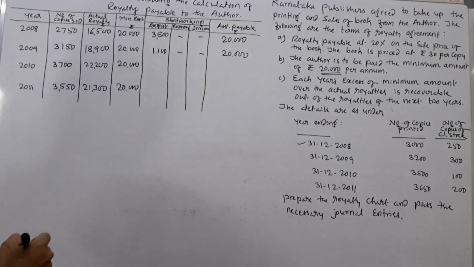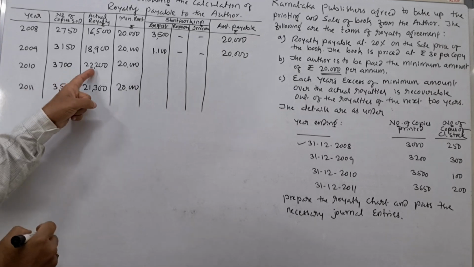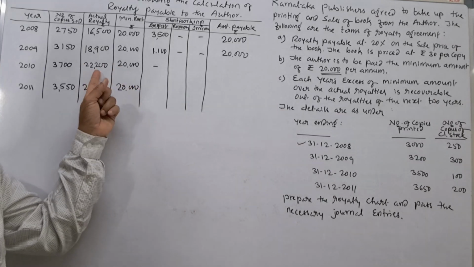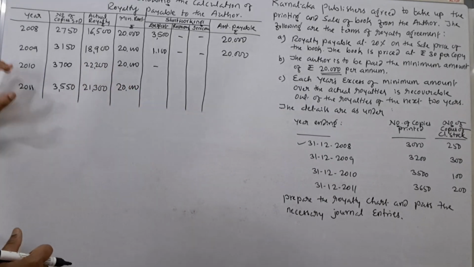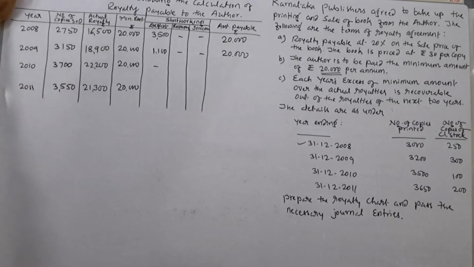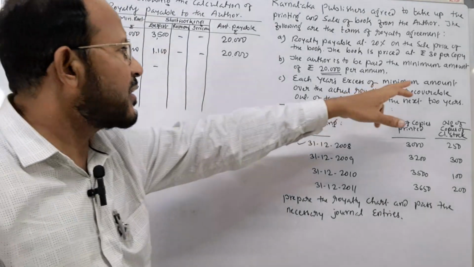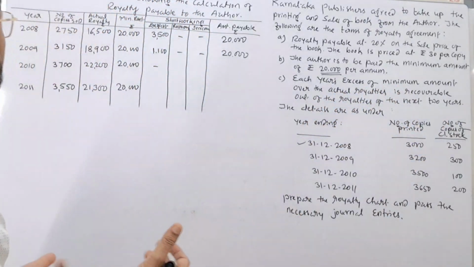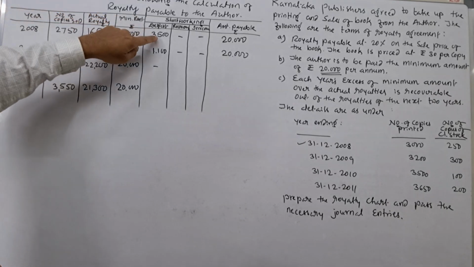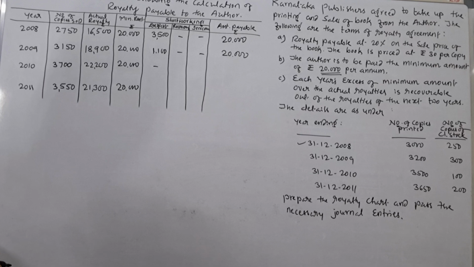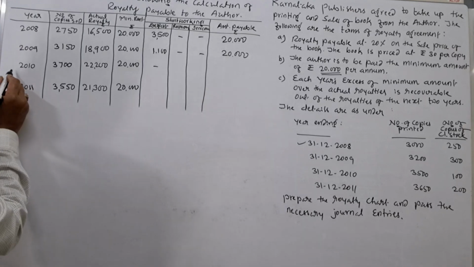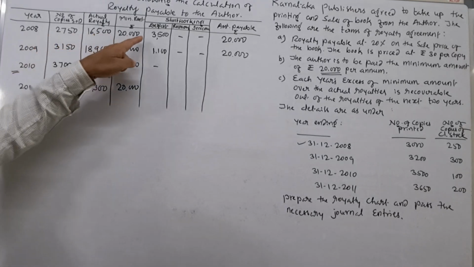1,100 rupees. Next one is in the third year 22,200 and 20,000 is the minimum rent. Here actual royalty is more than the minimum rent. Therefore, here the author has authorized the publisher to recover the short workings out of the next 2 years. Try to understand the point here. Each year's excess of minimum amount over the actual royalties is recoverable out of the royalties of the next 2 years. Suppose in the first year short working is rupees 3,500. This can be recovered out of the excess royalties of the next 2 years. It means 2010 is the last year to recover the short workings of the year 2008.